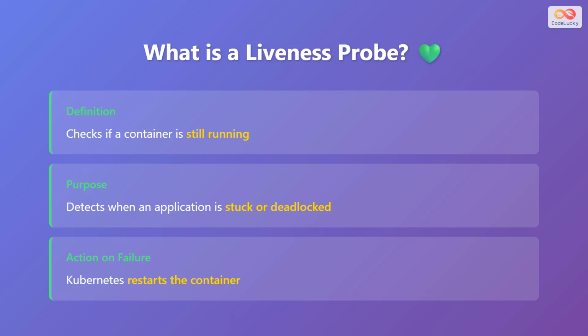Let's start with Liveness probes. A Liveness probe checks if a container is still running and responsive. Its main purpose is to detect when an application gets stuck in a deadlock or enters an unrecoverable state. When a Liveness probe fails, Kubernetes takes decisive action by restarting the container. This is crucial for applications that might hang or freeze but still appear to be running from the outside. The Liveness probe essentially answers the question, is this container alive and functioning?